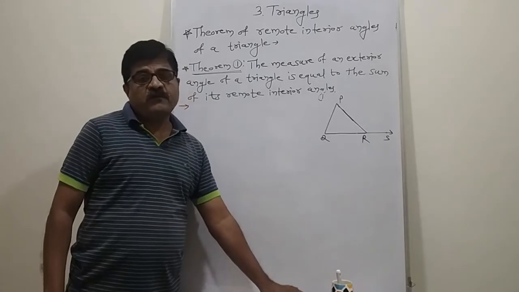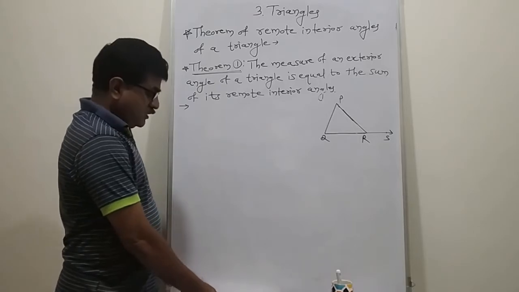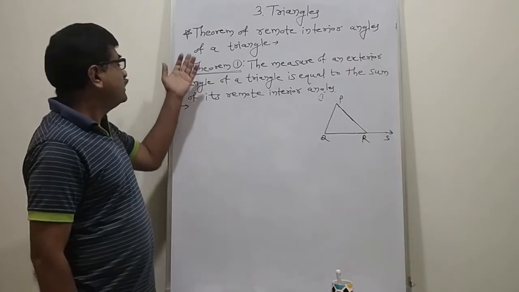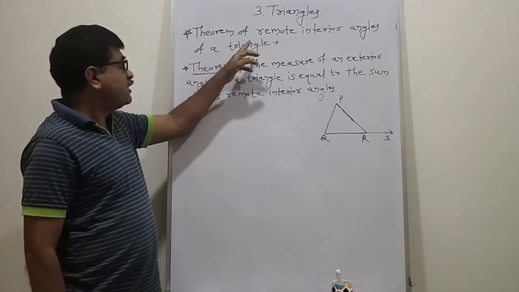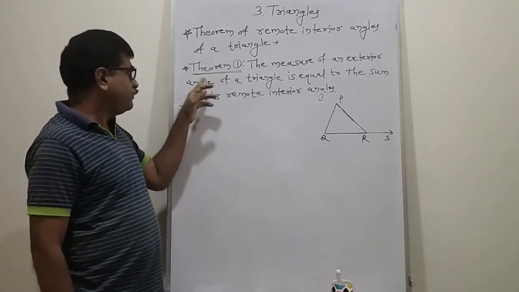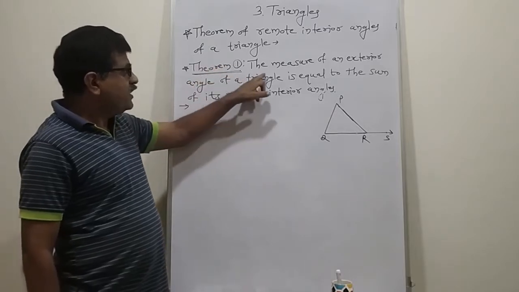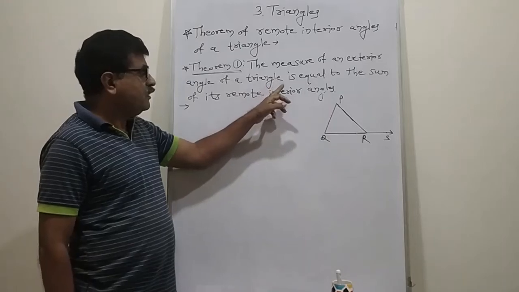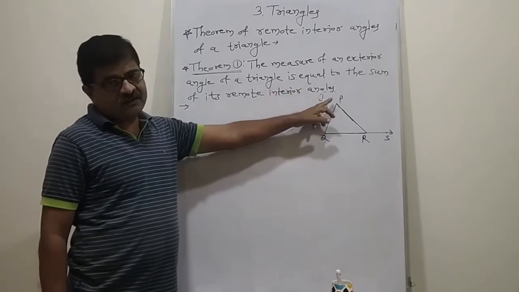Today we are going to learn the third chapter of Math second, that is triangles. In this chapter, first we have to see the theorem of remote interior angles of a triangle. Now what is the theorem? First we write a statement. Statement: the measure of an exterior angle of a triangle is equal to the sum of its remote interior angles.